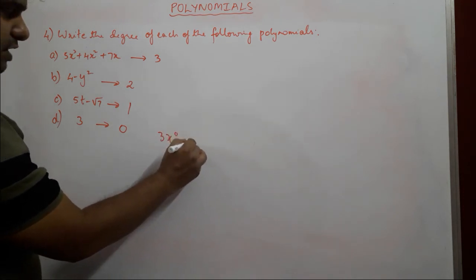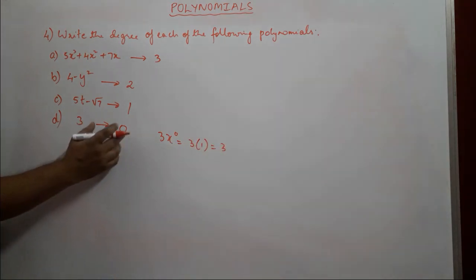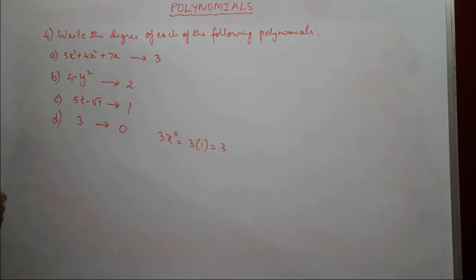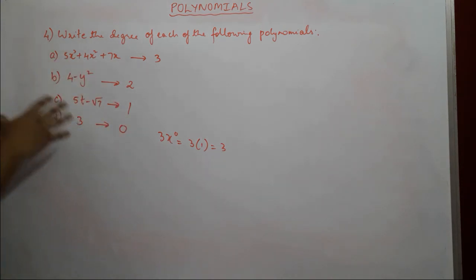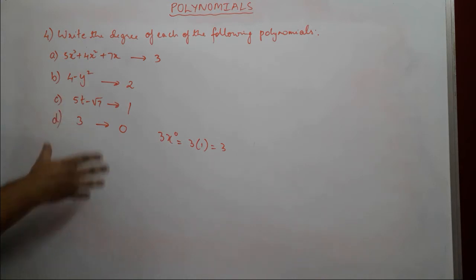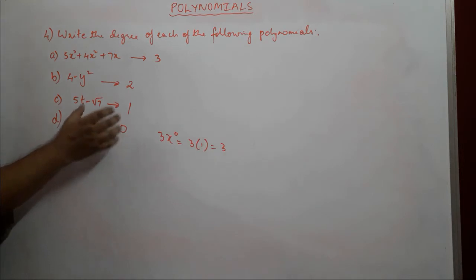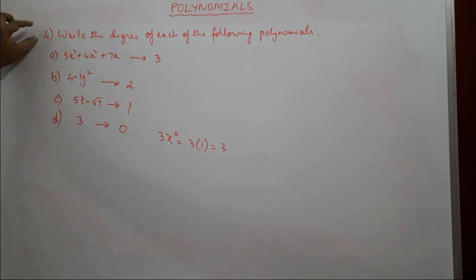So this is as good as saying 3 into 1, which is equal to 3. This is what we have got over here. So the highest power in this case is 0. Remember, the powers always have to be whole numbers. They cannot be negative, and they can't be fractions as well. Only then they fall under the polynomial category. Only then they can be classified as polynomials, as we have done in the previous exercise. So that solves questions under question number 4.